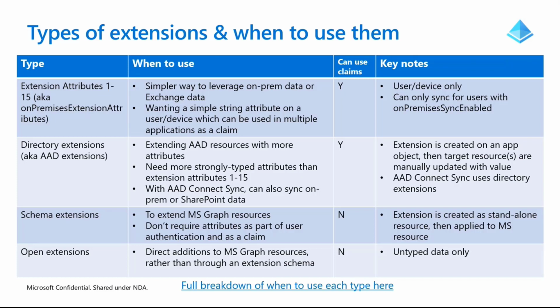So to rehash what the differences are between the first row and the second row. First row is built in already. You can only leverage it in simple ways, but it's right off the bat. Directory extensions are more structured. You have full control over the extension structure, and you can control it on more objects as well.